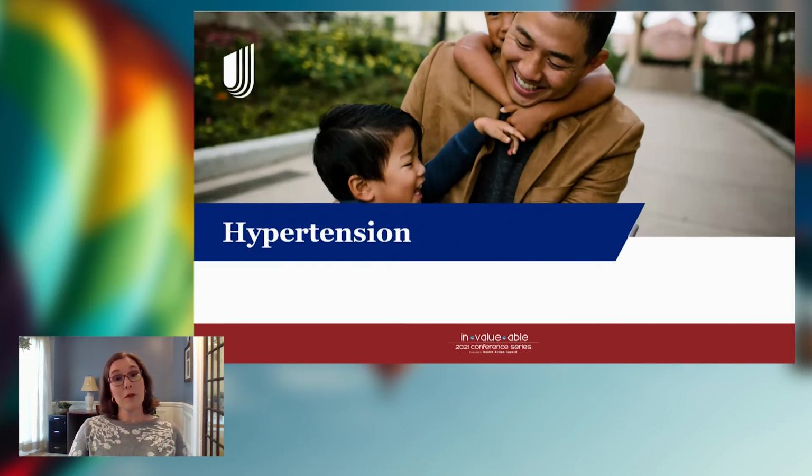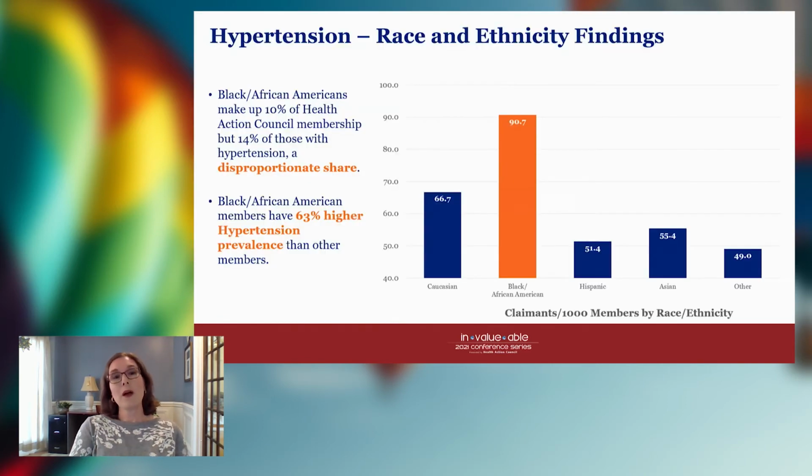Now let's talk a little bit about hypertension. As we saw in asthma, there is a direct disproportionate share for African-American Health Action Council members overall. That rate is 63% higher for those members who have hypertension. This is probably something that you have seen in different kinds of reports. This is not an uncommon finding, but this is the first time we've actually seen that in our own Health Action Council information.